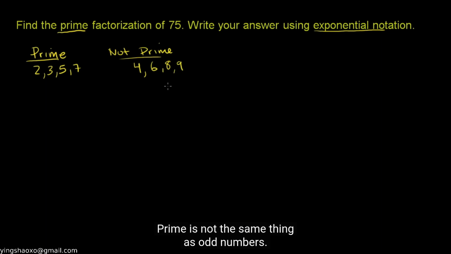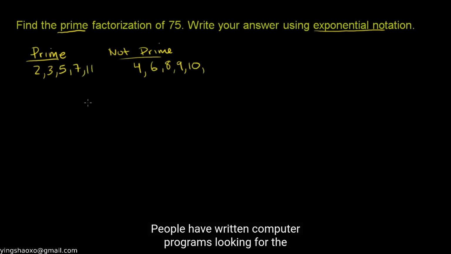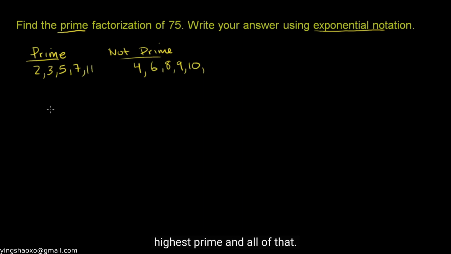Prime is not the same thing as odd numbers. Now, if you move to 10, 10 is also not prime, divisible by 2 and 5. 11, it's only divisible by 1 and 11. So 11 is then a prime number. And we could keep going on like this. People have written computer programs looking for the highest prime and all of that.